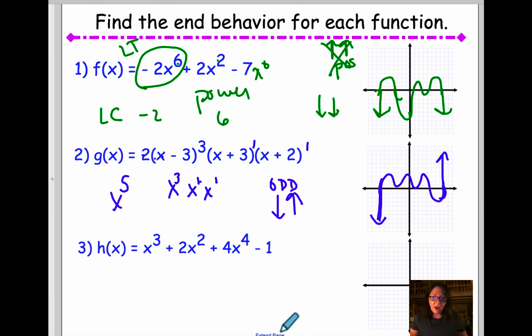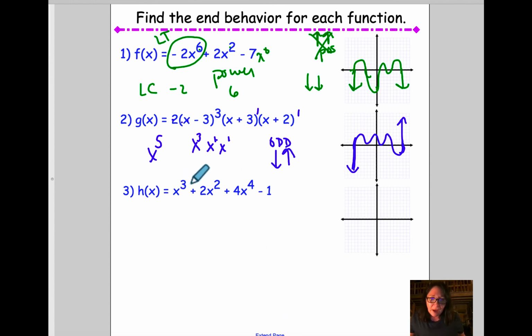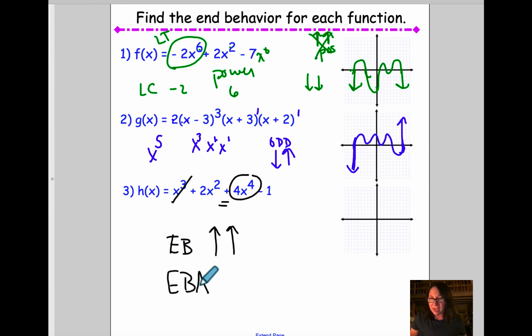That's fine. This last problem here, you think it's a cubic, but it's not, because see this 4th power here, watch for that. It's positive, it's even. That means it's going to go up, up if it's even. And it's the 4th power, the 4th degree. This is my end behavior. Some people call this EBA, or end behavior.